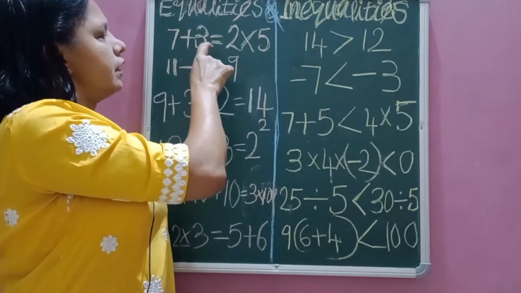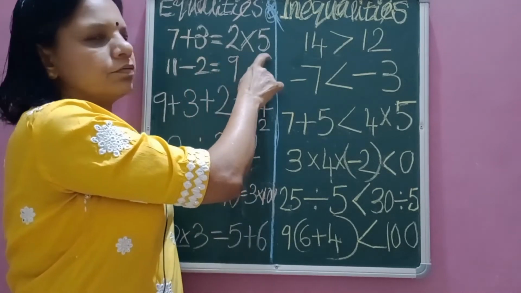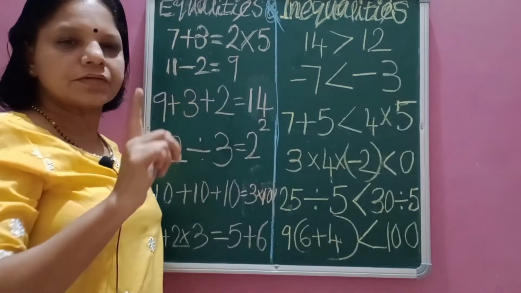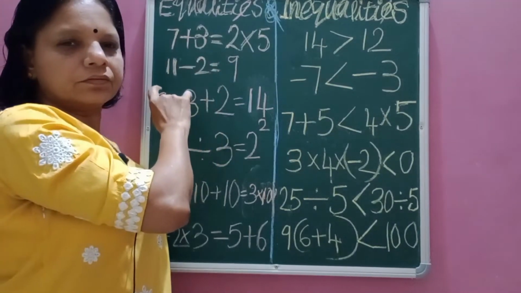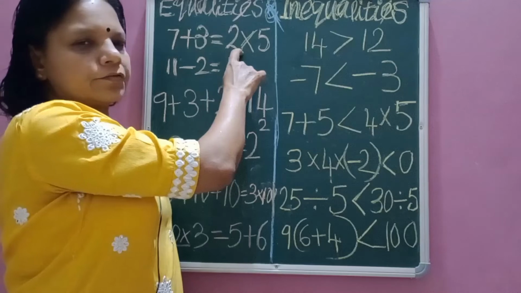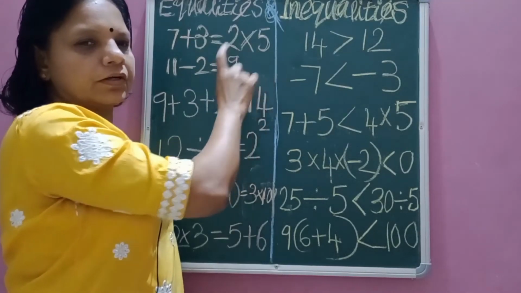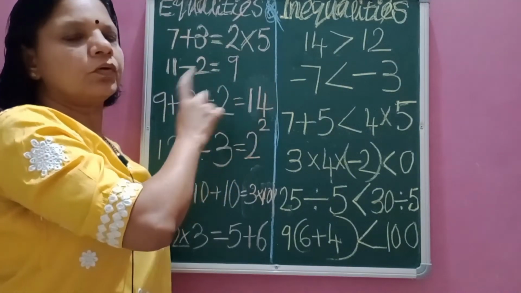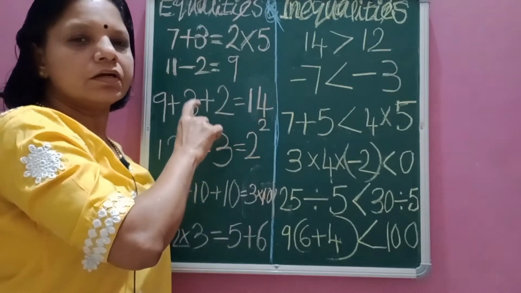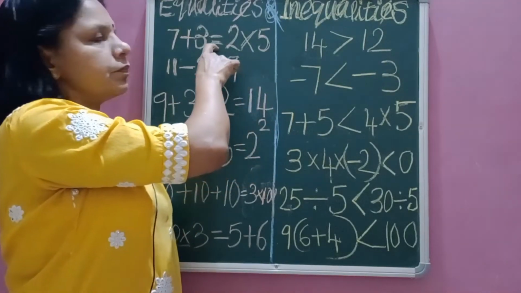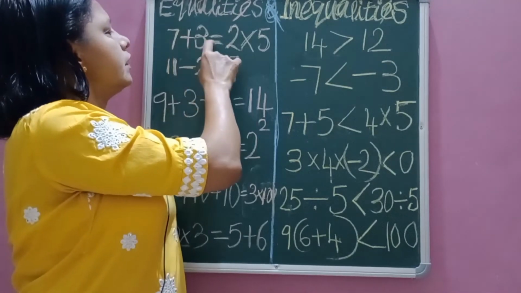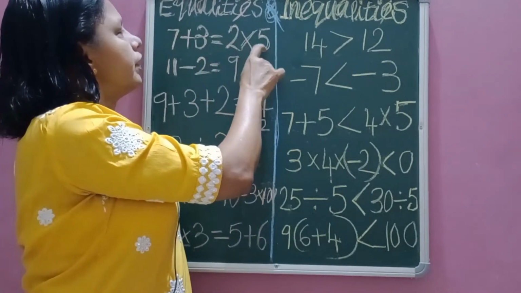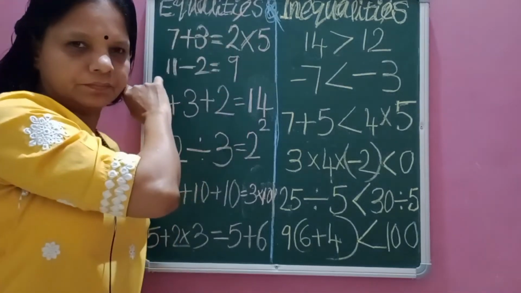7 plus 3 equal to 2 into 5. Which is the first expression? 7 plus 3. What is the value? 10. Which is the second expression? 2 into 5. What is the value? 10. So both the expressions have equal value and are represented by an equal to sign. So 7 plus 3 equal to 2 into 5 is an equality.